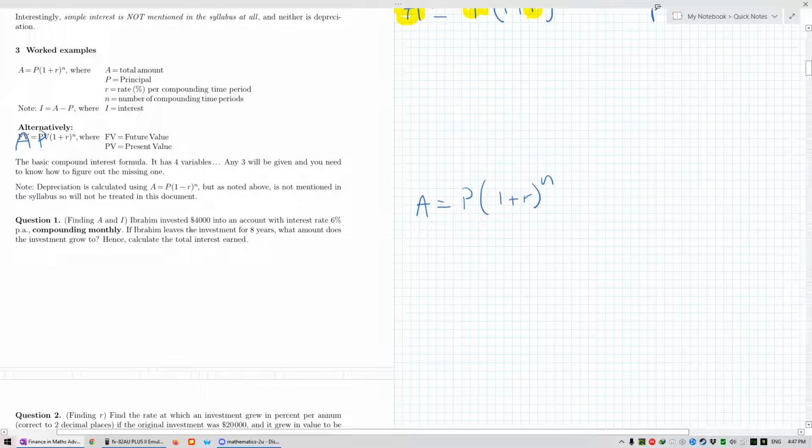Now, Ibrahim invests $4,000. That's what you're starting off with. That's what you're investing. So that's clearly P. Interest rate of 6% per annum. That means per year, but it's compounding monthly. So we have to convert that so it matches the compounding period. So 6% is for 12 months, and we want it in 1 month, so we're just going to divide by 12. That'll be 0.5%.